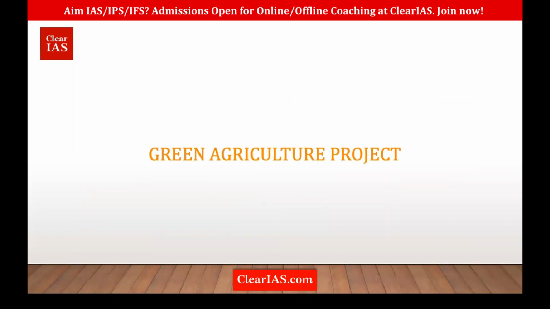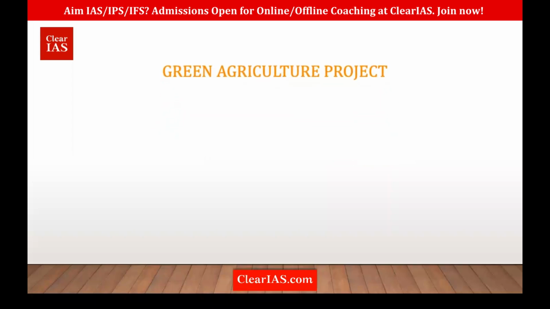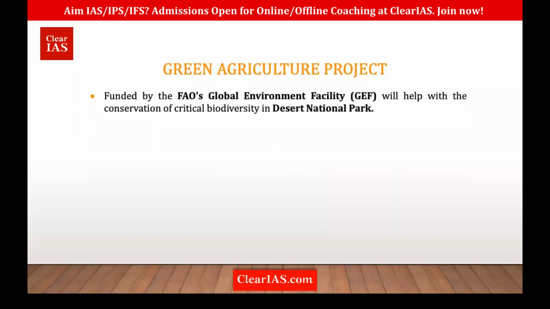So what is this Green Agriculture Project? It is actually an initiative by the Global Environment Facility of FAO. It is funded by GEF under FAO, and this would be implemented in the Desert National Park in Rajasthan.